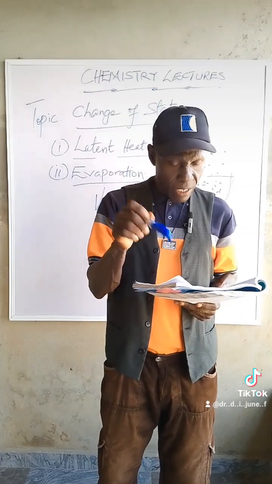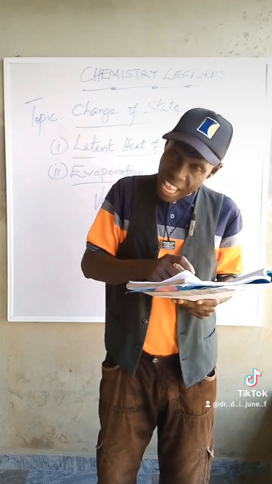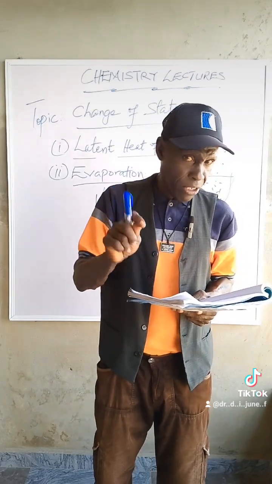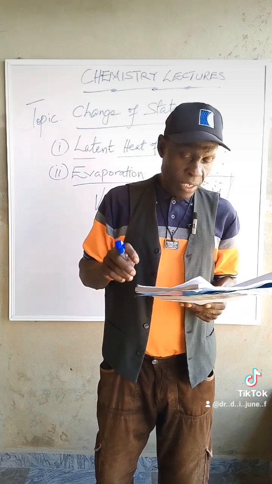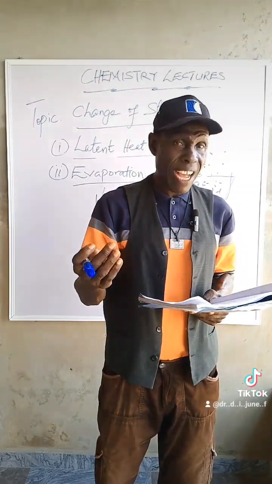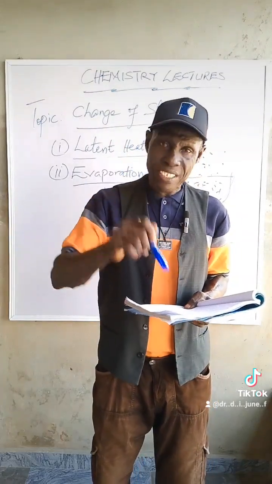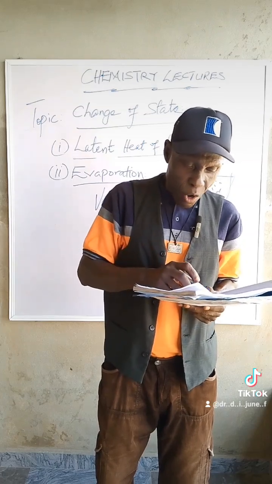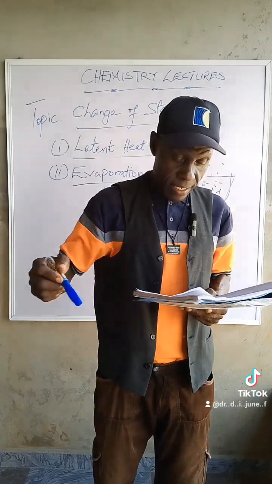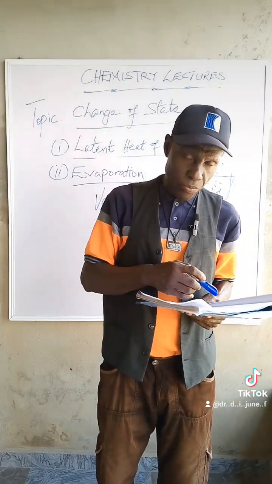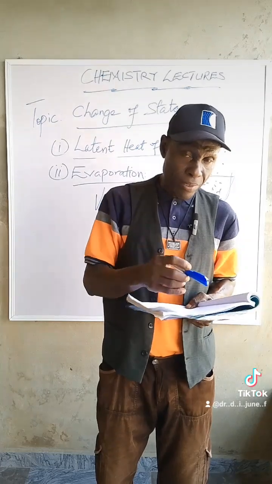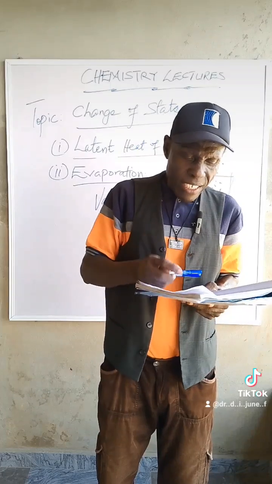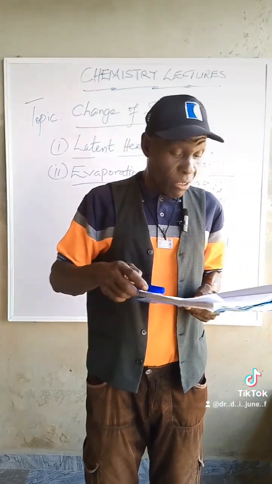Listen again. Let me take this once again. One, the evaporation of a liquid occurs at all temperatures. It's not only when you heat up. At all temperatures, evaporation can take place. Then we say that the rate of evaporation increases with increase in temperature. So if we increase the temperature of the substance, the rate of evaporation will also increase. Now, the rate of evaporation also depends on the type of liquid.